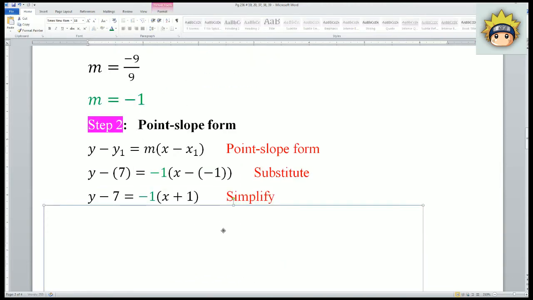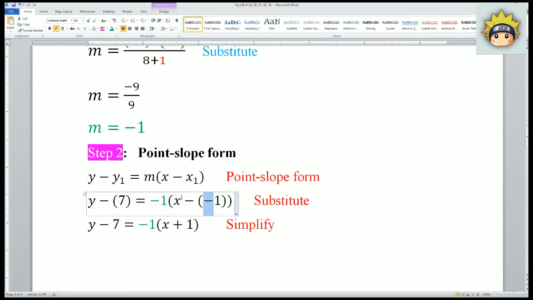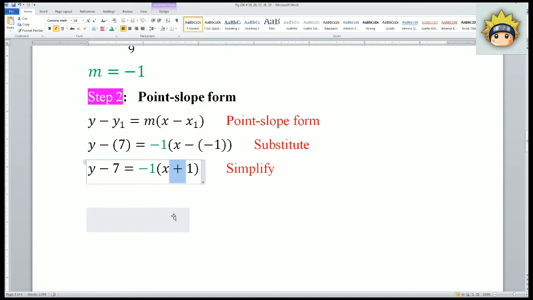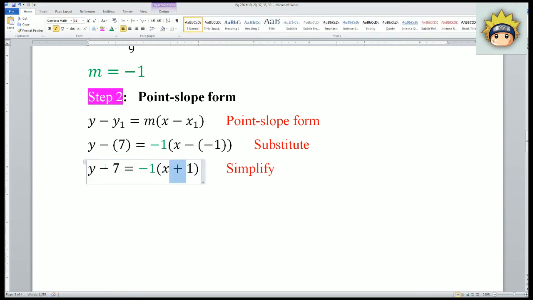Now I distribute, okay? Negative 1 times, I simplify. The minus a negative here becomes an addition. Does that make sense? Because the opposite of the opposite, they cancel out. Okay, so that's how you got that addition.